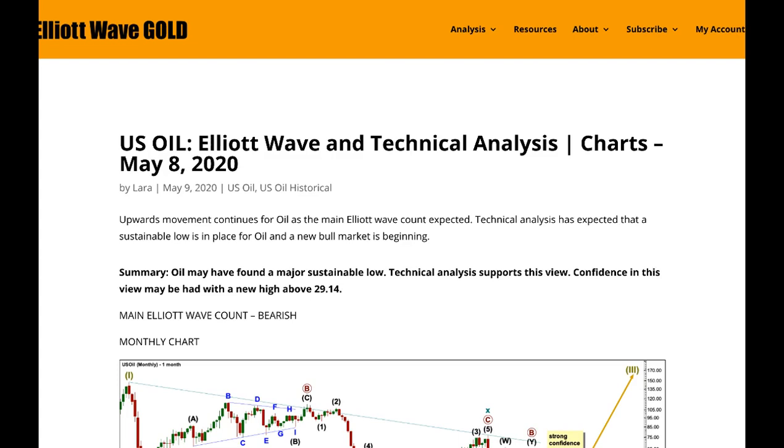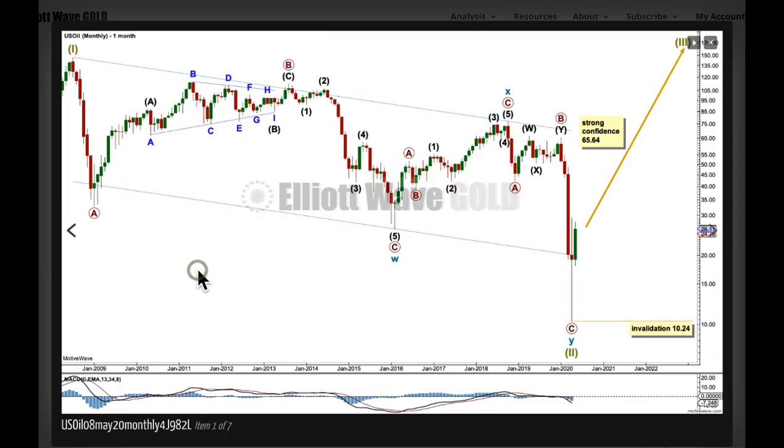We can have further confidence in that view if a new high above 29.14 is seen and price is pretty close to that point. Elliott Wave analysis first, classic analysis last. The classic technical analysis supports this Elliott Wave count, which expects a sustainable low has been found for oil. This structure, in Elliott Wave terms, is a corrective structure.